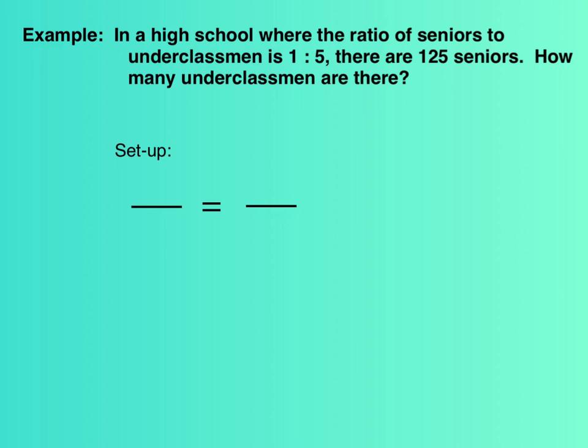Here's our last example. All right, so we have a high school where the ratio of seniors to underclassmen is 1 to 5. So 1 to 5 is my ratio, so that means I'm going to go 1 to 5. Okay, there are 125 seniors, and again, it went seniors to underclassmen. So that means the 5 deals with the underclassmen and the 1 deals with the seniors. So seniors is 125, and the question is how many underclassmen are there?